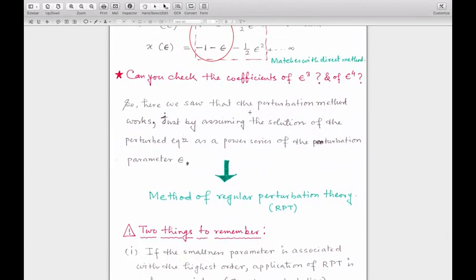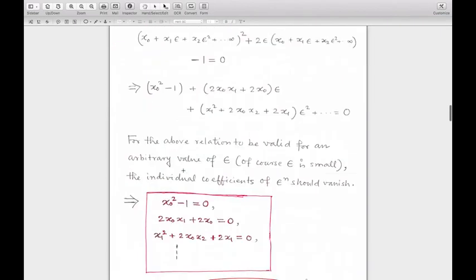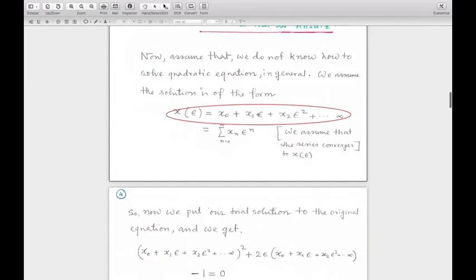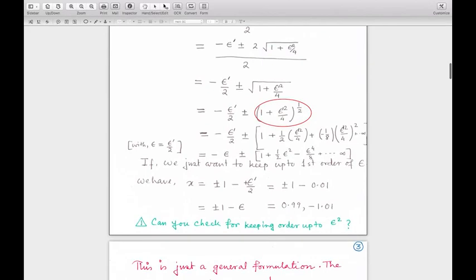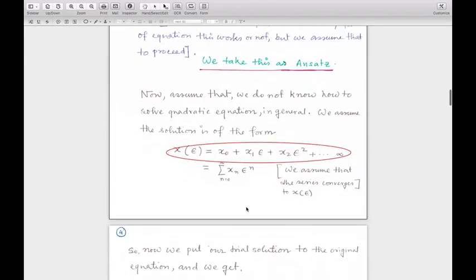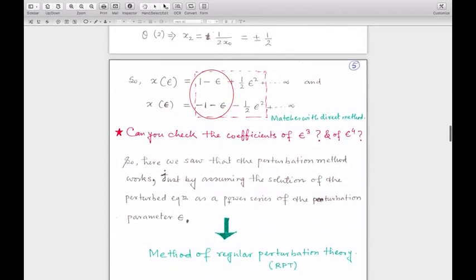Okay, so here we saw that the perturbation method works just by assuming the solution of the perturbed equation as a power series of the perturbation parameter or smallness parameter, sometimes we call epsilon. Okay, so here you can see that in this process, I took epsilon prime as 0.02 and epsilon as 0.01. So these are two parameters. So here the whole calculation is done in terms of epsilon. Okay, you can do the whole thing in terms of epsilon prime, no change will be there.